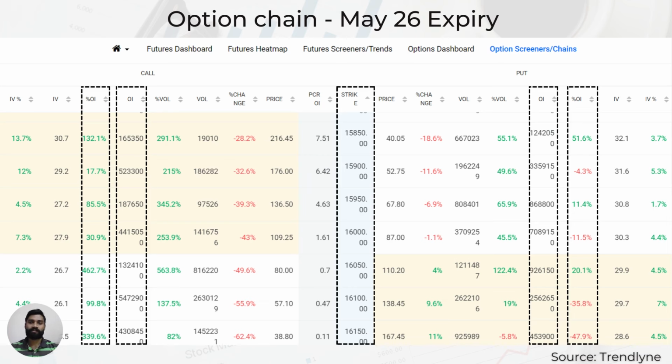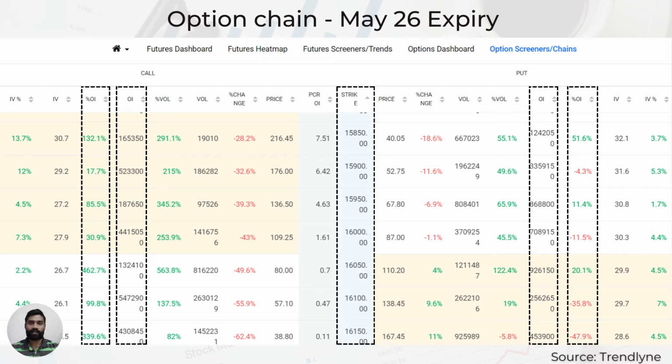Now let's take a look at an option chain from Trendline's option dashboard. The left part here shows the call option details and the right side shows the put options. For May expiry, LTP is the last traded price of the option contracts. One of the more important parameters of the option chain detail is the open interest data, as it helps to analyze what is happening in the underlying security.